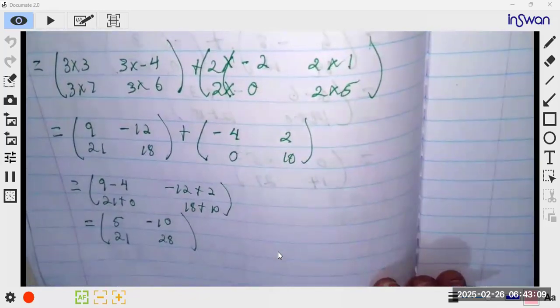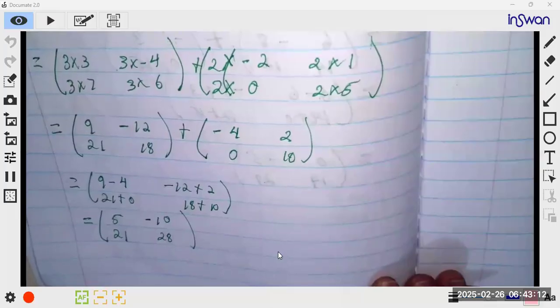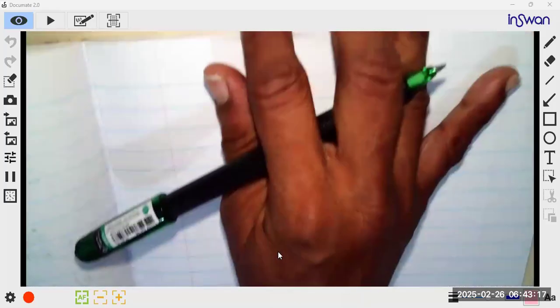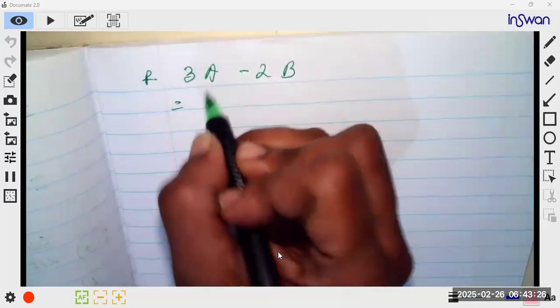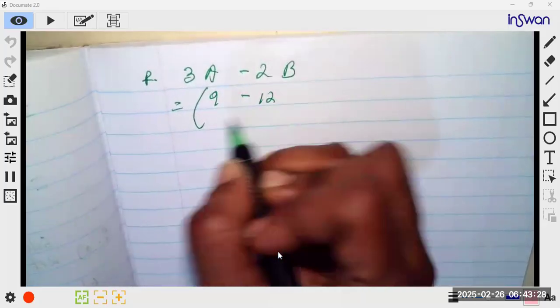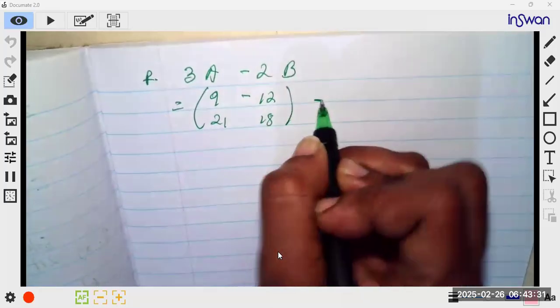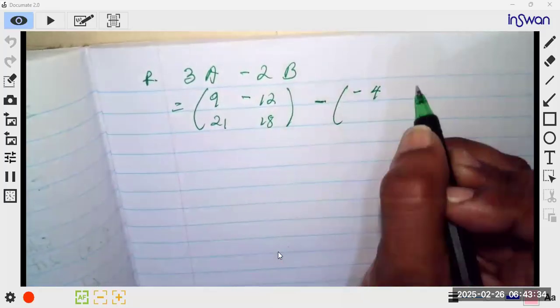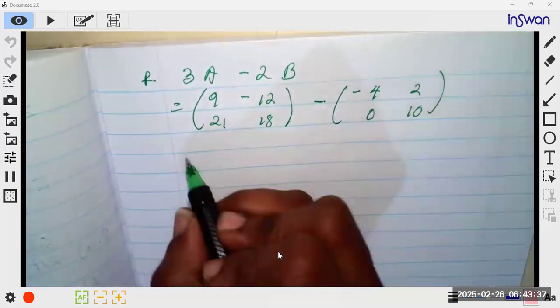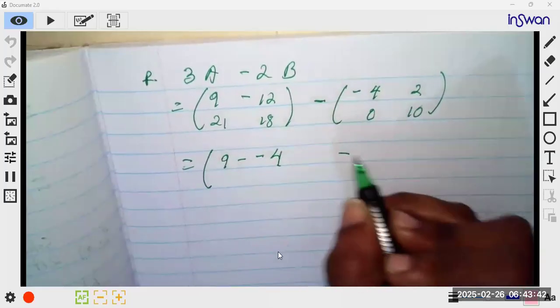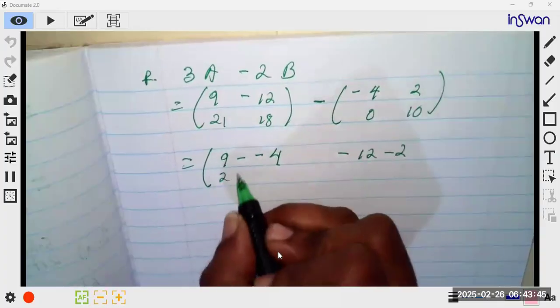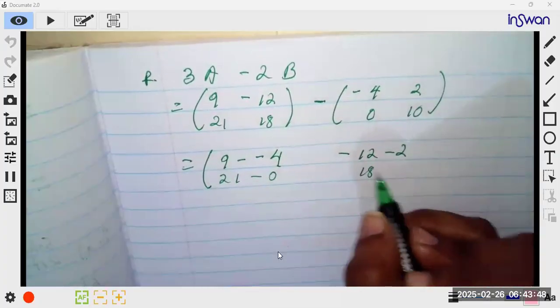Okay, Cassia, the last one. Miss, I got 13, negative 4, 21, and 8. All right, so F is 3A minus 2B. 3A, we got it as being 9, minus 12, 21, and 18, minus 2B, which is minus 4, 2, 0, 10. So this will be 9 minus minus 4, minus 12 minus 2, 21 take away 0, and 18 take away 10.